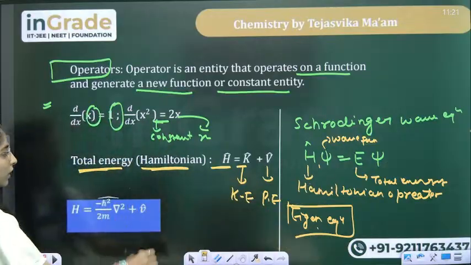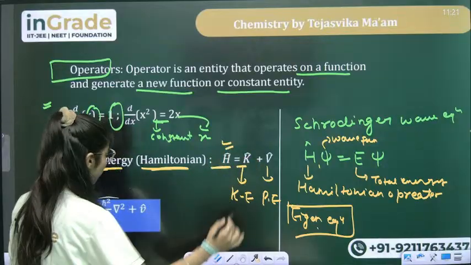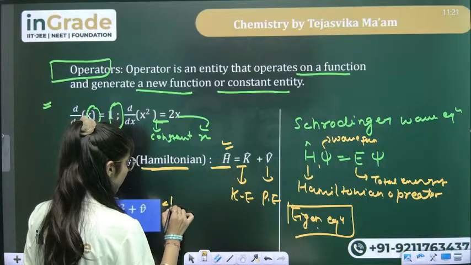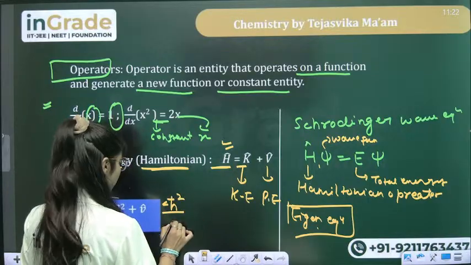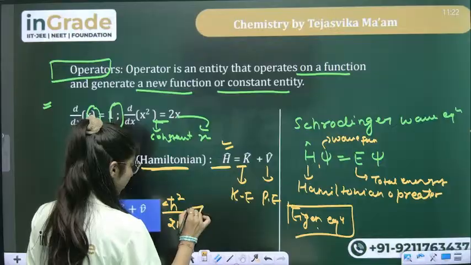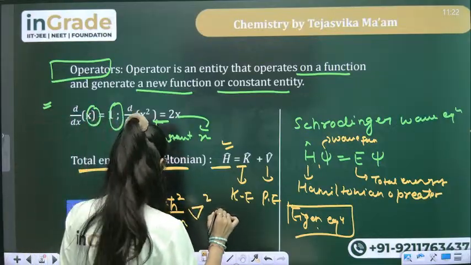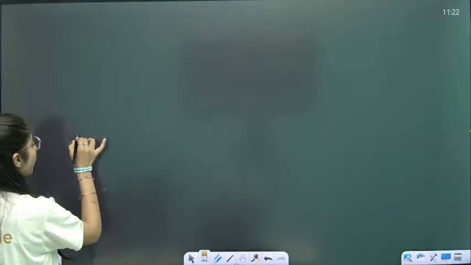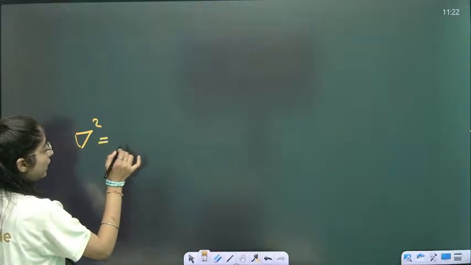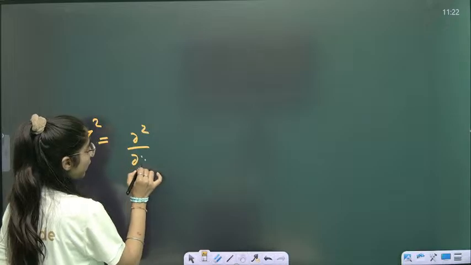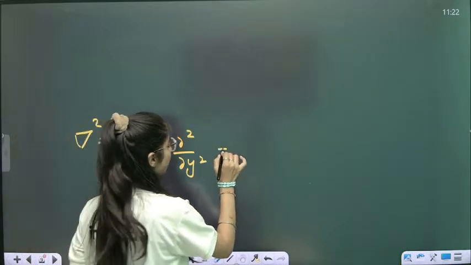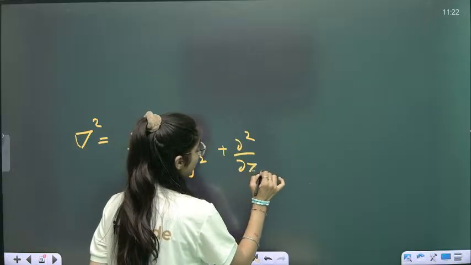Now let's move further and see the value of your H operator. I am writing it here: minus h cut square by 2m del square plus V. Here I am writing the value of del square, that is curl square by curl x square plus curl square by curl y square plus curl square by curl z square.